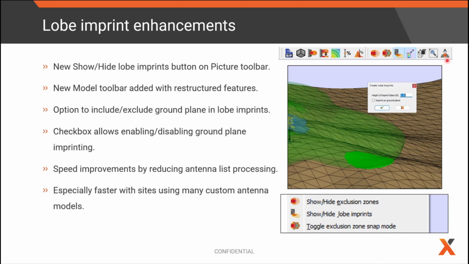Previously, lobe imprints would always imprint on the ground plane, but when you add sloped terrain, as you can see in the image here, the ground plane no longer represents the actual ground. The terrain itself does. So now there's a checkbox that lets you enable or disable imprinting on the ground plane. And the default for whether it is checked or not is configurable in the IXUS ini file as well.